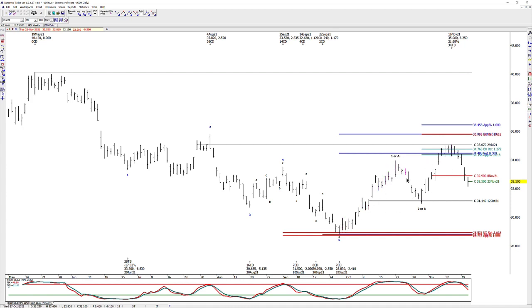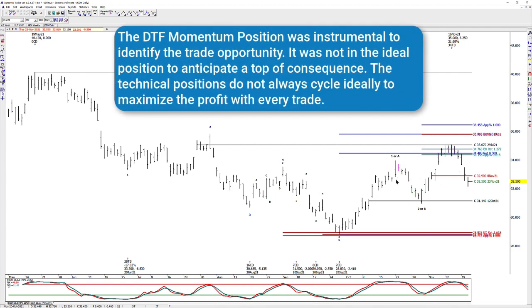More than likely, this is a completed ABC correction, because we shouldn't close back into this range, certainly not 2 consecutive lower closes to the extent we have.